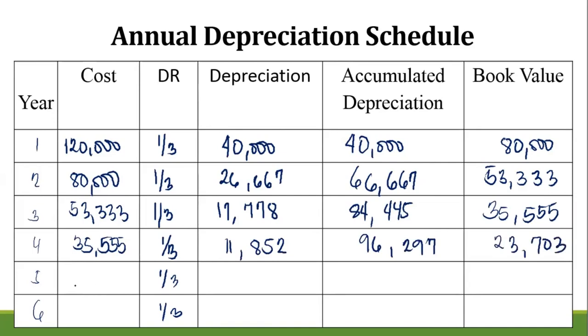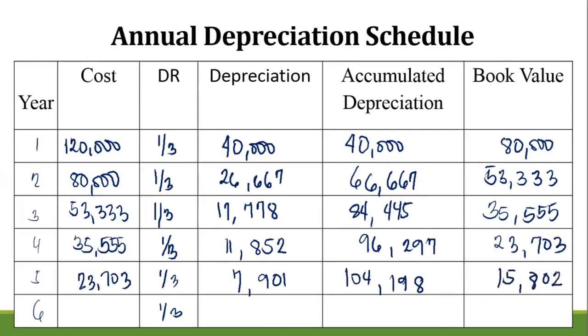So the new book value on the fourth year is the cost for the fifth year. So ito na yung cost niya with 1/3 depreciation rate, which is equal to 7,901. So the accumulated depreciation now is equal to 104,198.